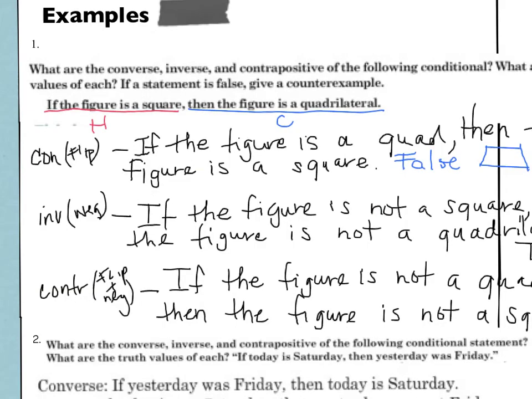Okay, so here's question 2, way at the bottom down here where I'm circling. And it says, what are the converse, inverse, and contrapositive of the following conditional statement? And what are the truth values of each? Just like before with example 1. The statement is, if today is Saturday, then yesterday was Friday.